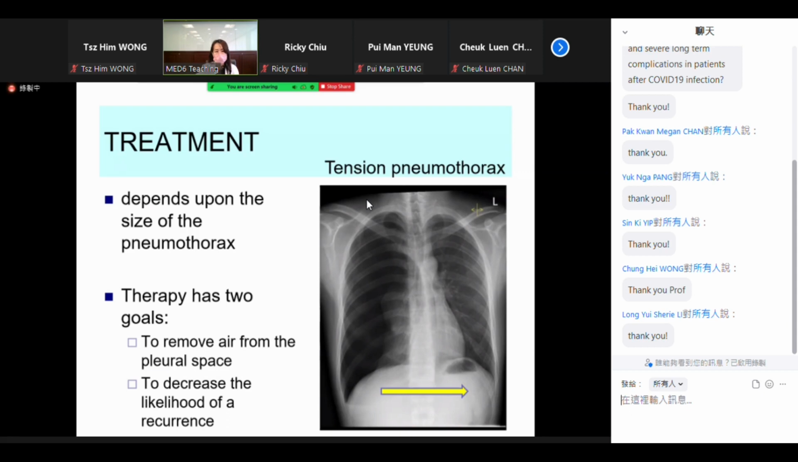So the treatment of pneumothorax depends on the size and also on the patient characteristics. We will talk more about this. Basically, the therapy has two goals: first, to remove the air from the pleural space, and secondly, to decrease the likelihood of recurrence, because for secondary pneumothorax, the recurrence rate is very high.